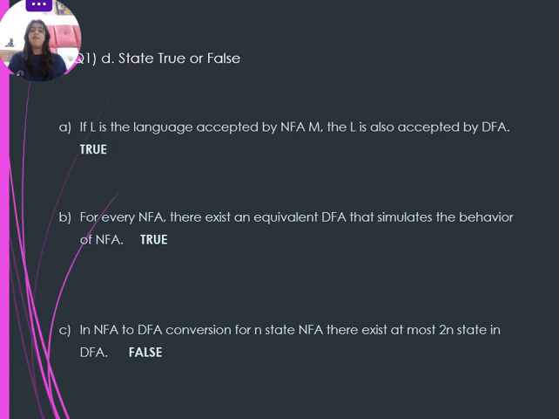The next one is: for every NFA, there exists an equivalent DFA that simulates the behavior of the NFA. So the answer is true. Yes, for every NFA, there exists an equivalent DFA that simulates the behavior of the NFA. The next one is: in NFA to DFA conversion for an n state NFA, there exist at most n states in DFA. So the answer of this is false. No, in NFA to DFA conversion for an n state NFA, there exist at most 2 to the power n states in DFA. So that's all for this video.